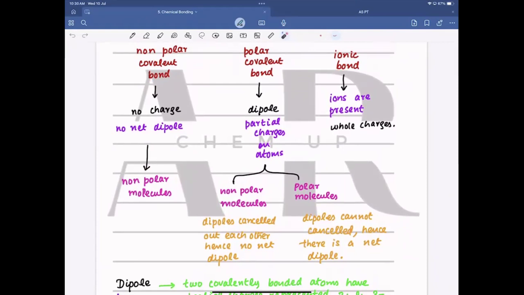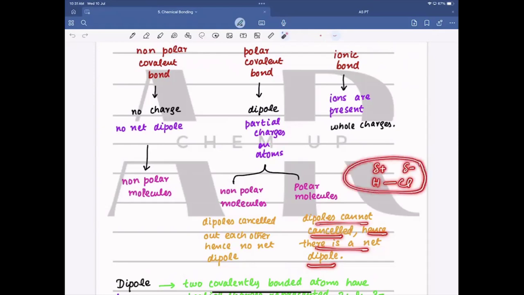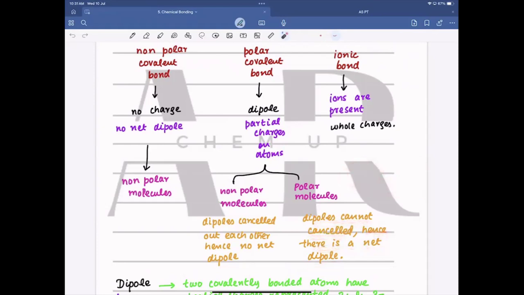So see, in polar molecules, what happens? The dipoles cannot cancel, and hence there is a net dipole. For example, if I talk about HCl, obviously chlorine is more electronegative, which makes it partial negative, and hydrogen is partial positive. Is this clear? So there is a dipole, right? What happens in non-polar? Dipoles cancel out each other, hence no net dipole. Can you recall the shape of carbon dioxide?